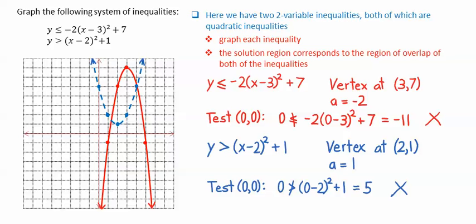We therefore shade in the region below the red parabola and above the blue parabola, corresponding to the region in between these two parabolas.